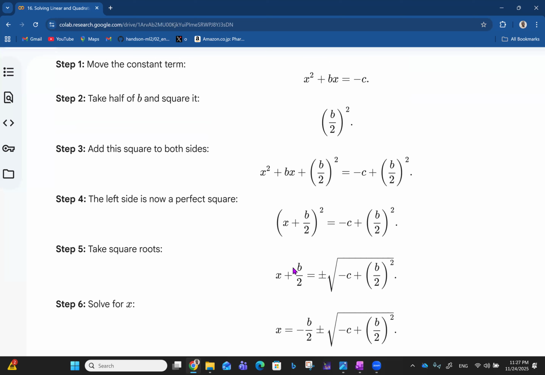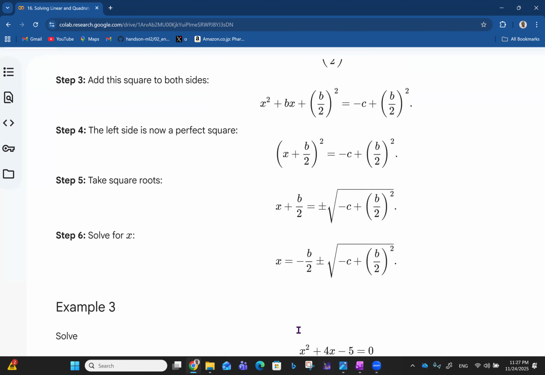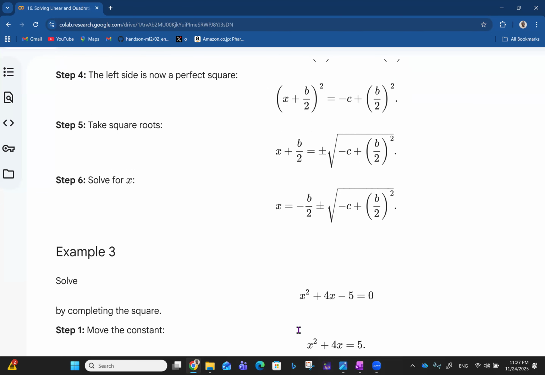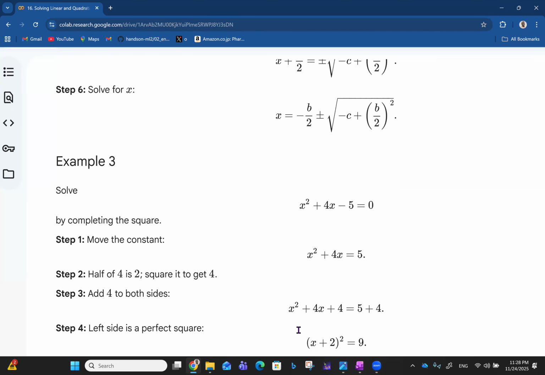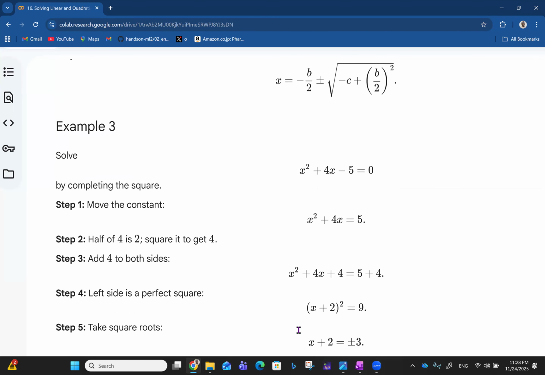So to solve for x, now you transfer this b over 2 to the other side. So you have x equals minus b over 2 plus or minus square root of minus c plus b over 2 squared. And then we can still tidy this up further, or we can use it like that. So let's use it like that, for instance.